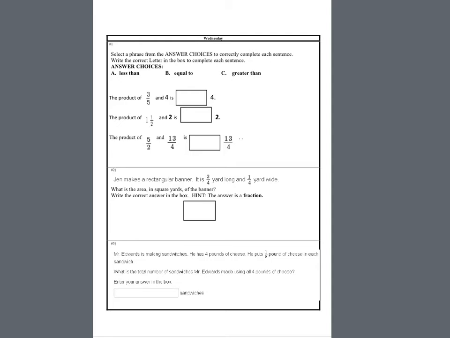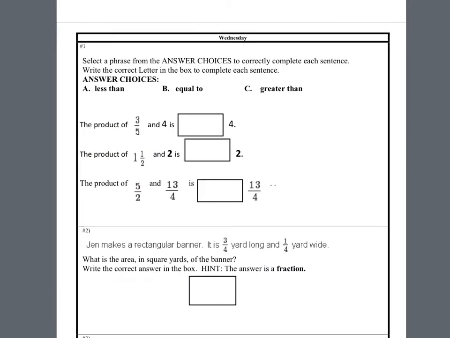This is my math homework number 25, Wednesday. For number 1, it says select a phrase from the answer choices to correctly complete each sentence. Write the correct letter in the box to complete each sentence. So we have less than, equal to, or greater than.